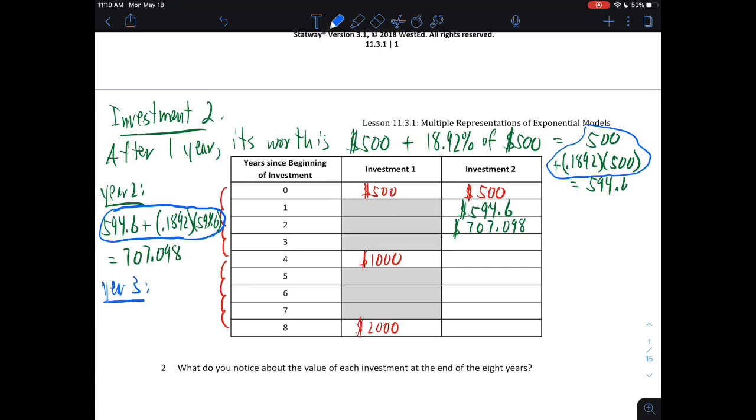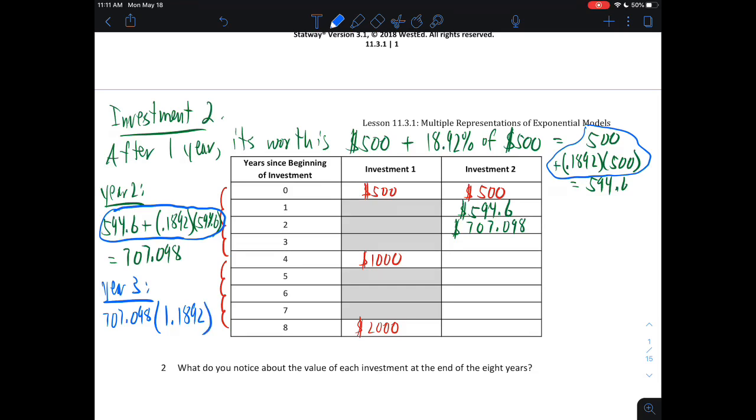So for year 3, I'm going to start with 707.098. But instead of adding 0.1892 times 707.098, I'm actually just going to multiply that number by 1.1892.